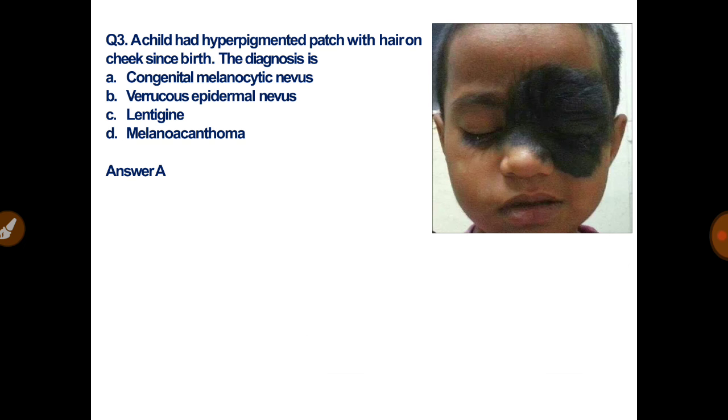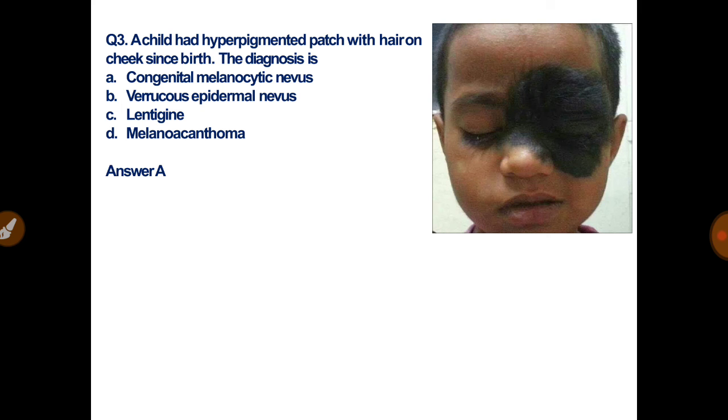Now moving to this child who has a hyperpigmented patch with hair on the cheek since birth. What is the diagnosis? Since birth, so already we are getting a clue of congenital melanocytic nevus. Okay, the congenital part. Now why not verrucous epidermal nevus? Because there is no verrucosity on the lesion, neither is it along the Blaschko lines, so it cannot be a verrucous epidermal nevus.